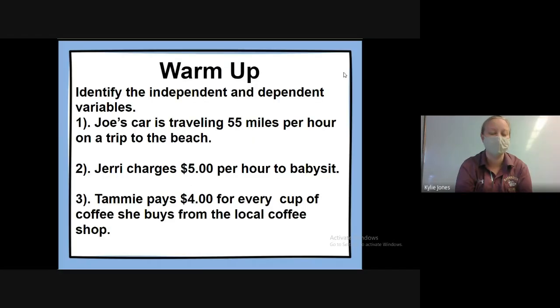So this warm-up asks us to identify the independent and dependent variables. If you look at our first one, Joe's car is traveling 55 miles per hour on a trip to the beach. In 1 hour, he drives 55 miles. In 2 hours, he drives 110.